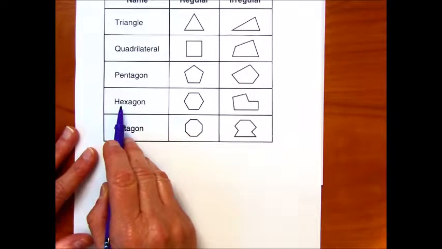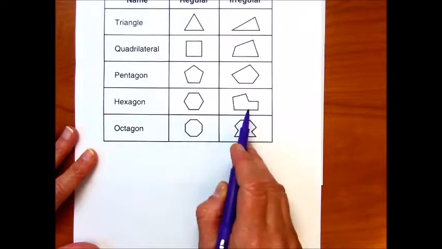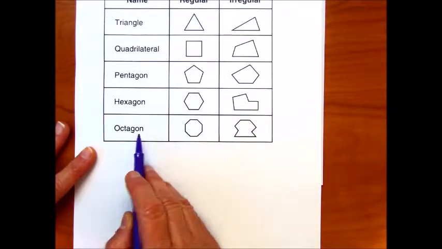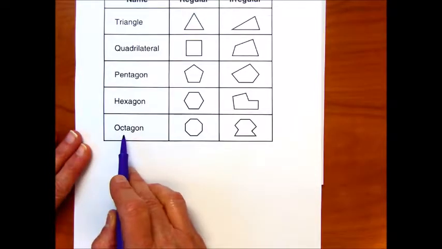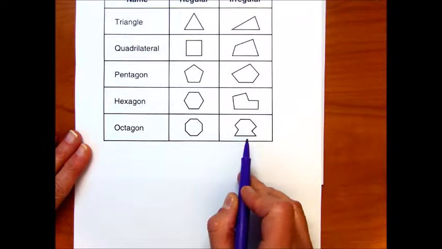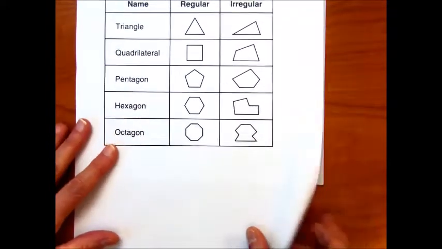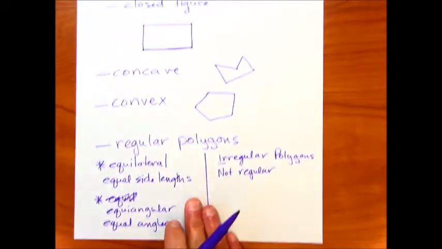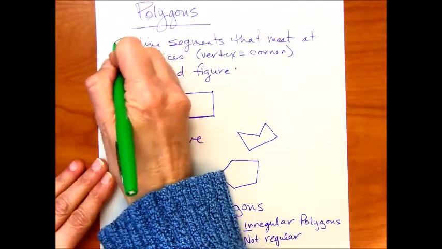So, hexagon is for 6-sided. This is a regular hexagon. Here's an irregular hexagon, which happens to be concave, by the way. Octagon has 8 sides, 8 angles, and then here we have another concave irregular octagon. So anyway, there's many more, but these are just some good examples of what I'm referring to when I'm talking about polygons. The main things that you want to focus on are these two things here.